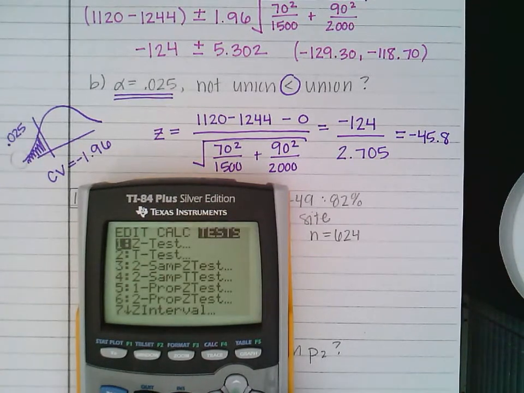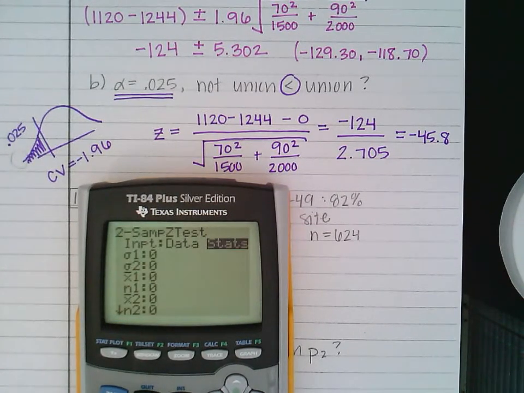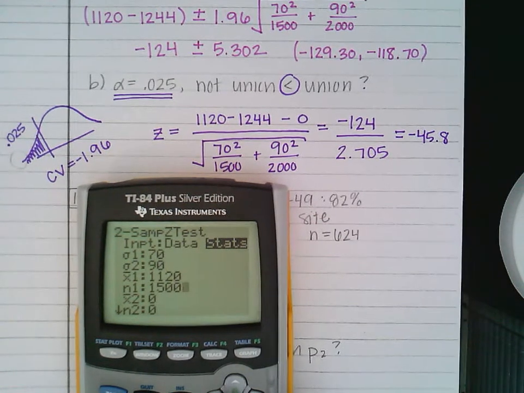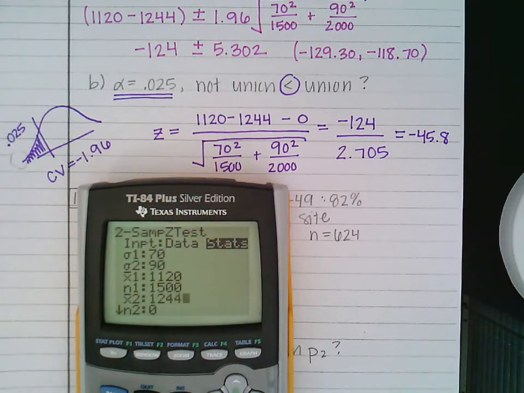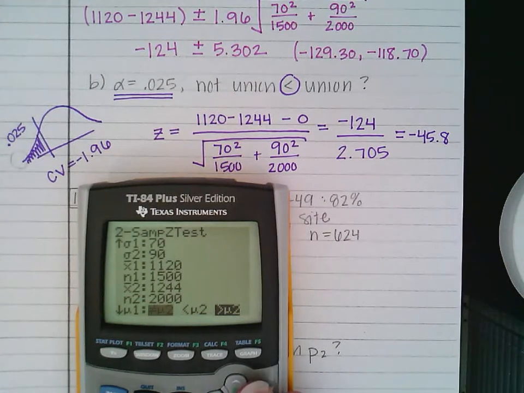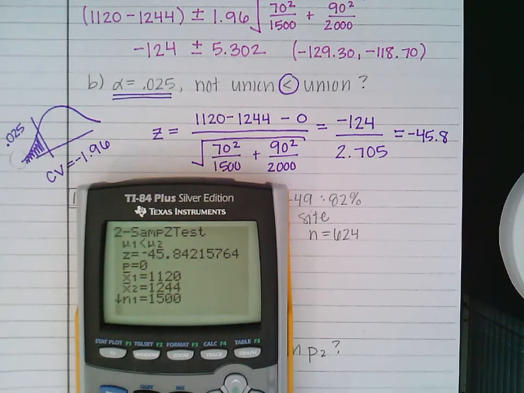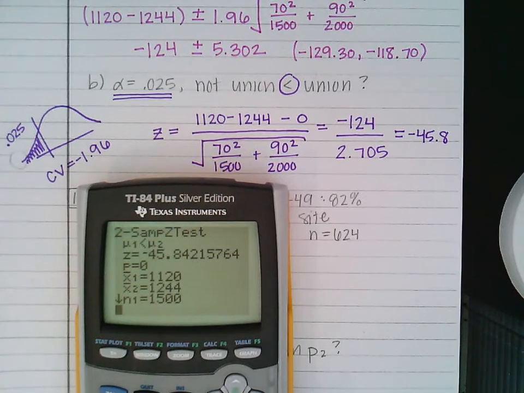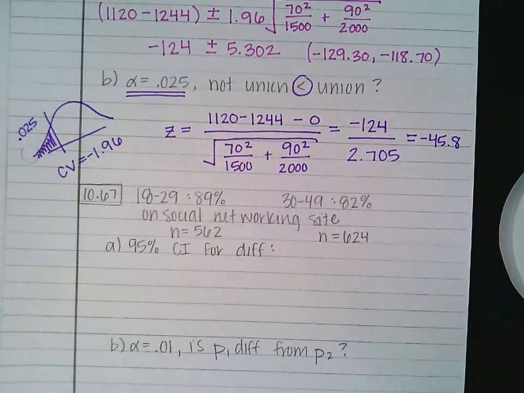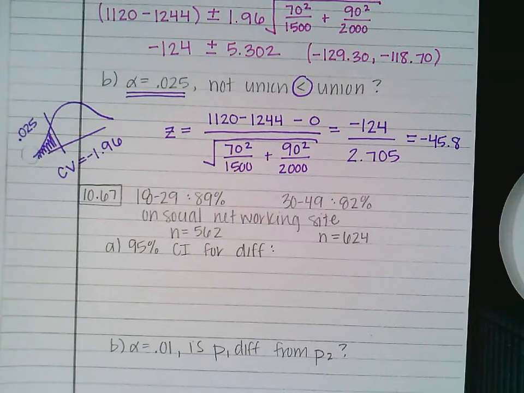How you can also do this on your test is a 2-sample z-test. Enter standard deviation 1, standard deviation 2, x bar 1, n1, x bar 2, n2. We're doing a less than test, and calculate. Then you can see how low that z is, and our p-value is essentially 0, because we're negative 45 standard deviations away from the mean, which is huge.